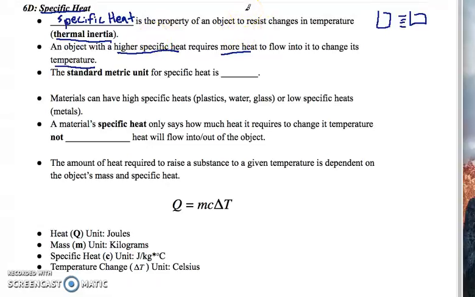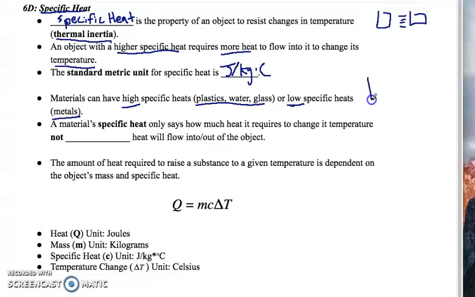The standard unit for specific heat is a little strange. It's going to be joules per kilogram times Celsius. So that's the standard metric unit for specific heat. It's important to note some materials have high specific heats, like plastics, water, glass, and some are going to have low specific heats. Metal is a good one that has a low specific heat.